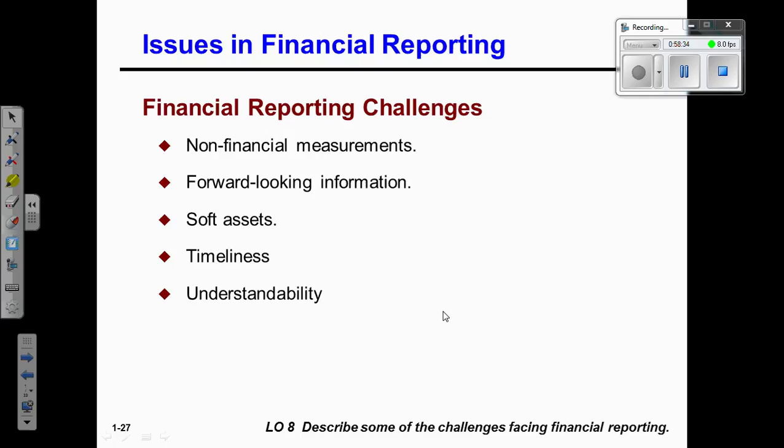It's the soft assets. That's what they're talking about there. Okay? And there are trade-offs too. Timeliness. How fast do you get the information? For decision usefulness, that's the overriding criterion. Everybody listen to that. The overriding criterion is decision usefulness.